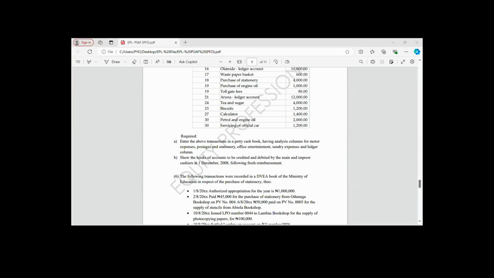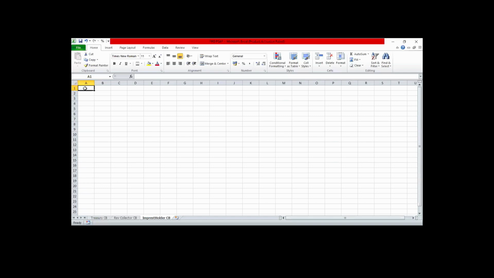Can you see your screen? You are not seeing his Excel screen. Okay, you are not seeing it. I'm coming, you will see it now. Let me change the direction from there. Can you see the page now?